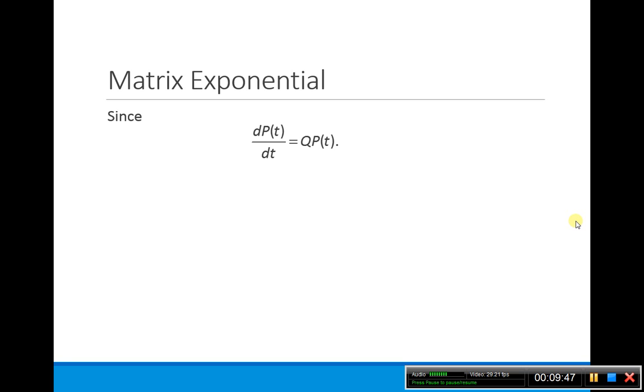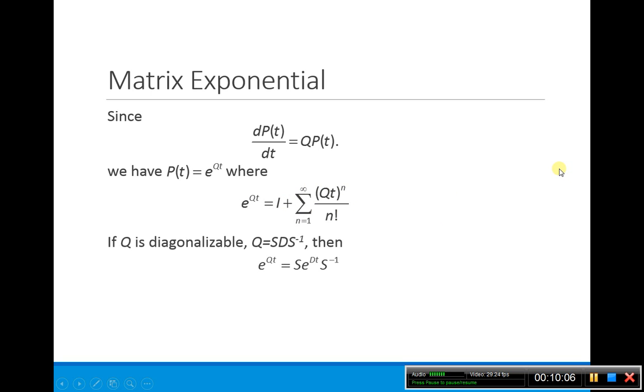Another way that we can think about this is knowing that dP/dt is equal to Q times P, then we actually have that P of t is equal to e to the Qt, where this is our matrix exponential. So e to the Qt has this infinite sum, just like you learned in Calc 2, but this is with matrices.